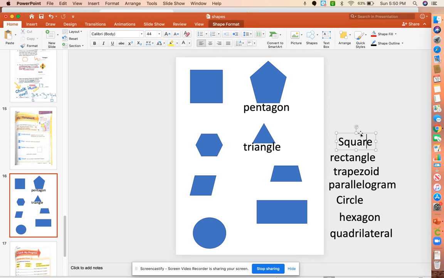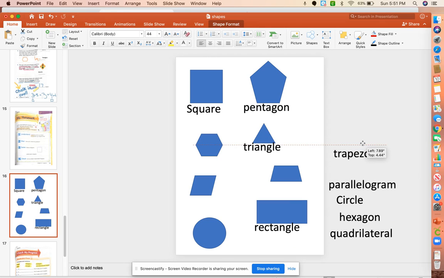Pentagon. Our next word is square. I sure hope you all remember that a square has 4 angles, all the same size of sides. Our next word is rectangle. Rectangle and square look a lot alike, but the rectangle has 2 longer sides and 2 shorter sides. So I hope you're pointing to the rectangle right here. Our next word is trapezoid.